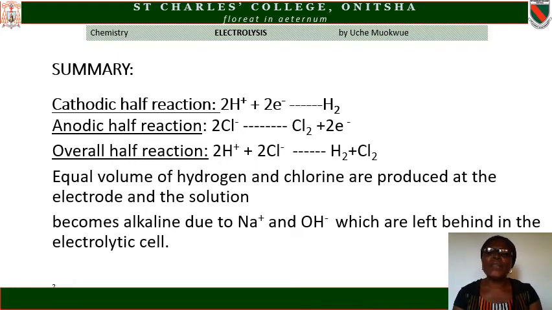You notice that equal volumes of hydrogen and chlorine are produced at the electrodes, and then the solution becomes alkaline due to sodium hydroxide that is left, because at the end of the reaction, sodium ion and hydroxide ion combine and form sodium hydroxide, which will be left in the electrolytic cell. If you test the content of this electrolyte, the byproduct, using red litmus paper, it will turn blue, showing that sodium hydroxide is an alkaline solution.